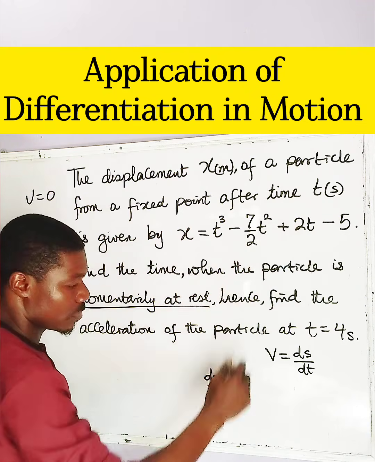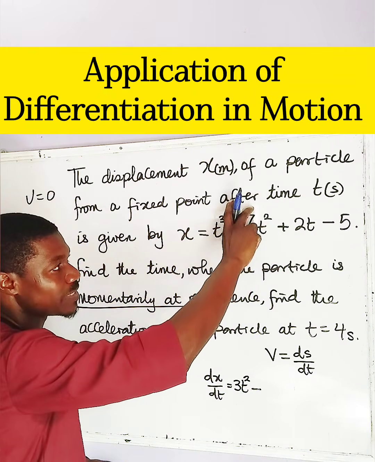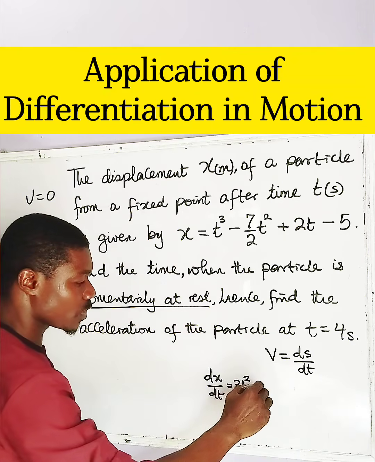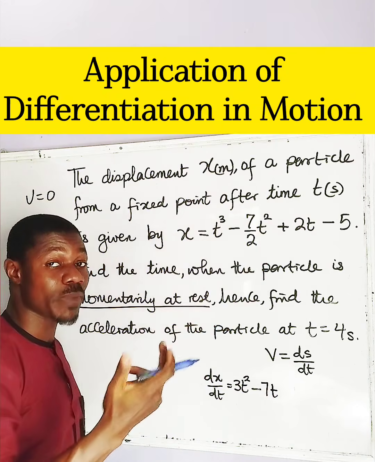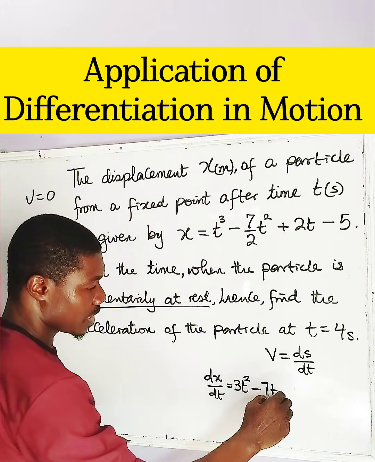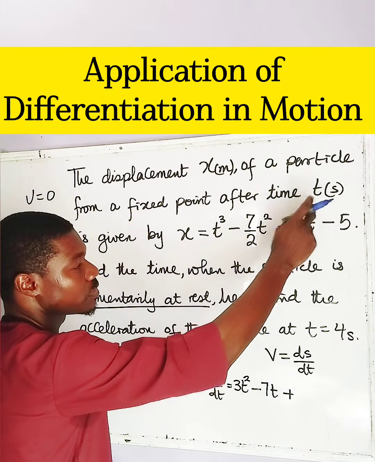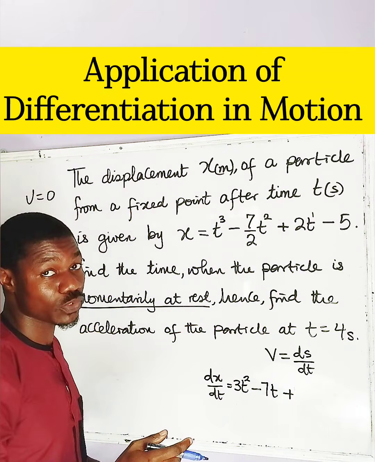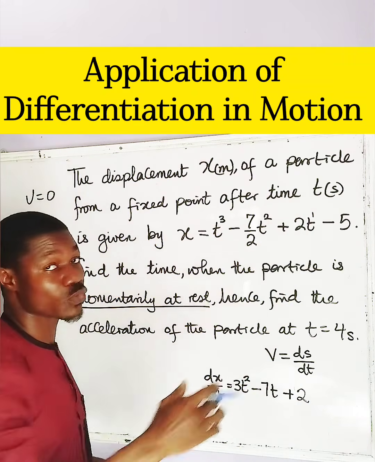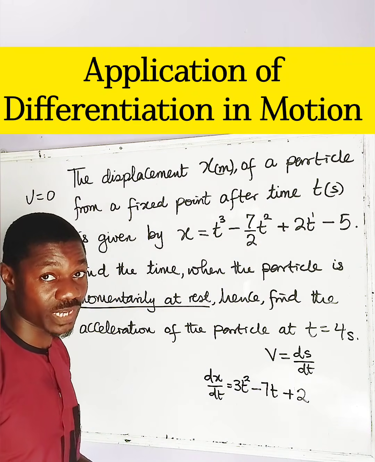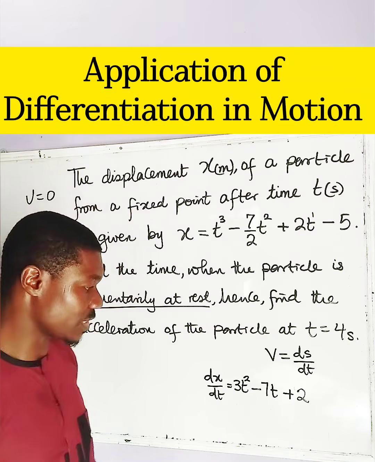Now we apply the same rule here. 2 multiplied by 7 over 2 will give us 7. Then t, then 2 minus 1 will give us 1. Then plus, here we have t raised to 1. Now 1 times 2 will give us 2. Then 1 minus 1 gives 0, and t raised to 0 is 1. Now since this is a constant, it's 0.